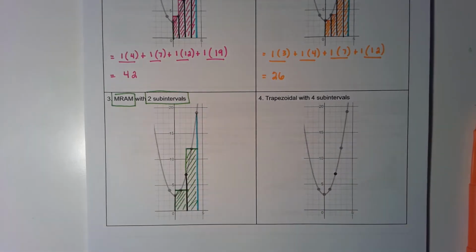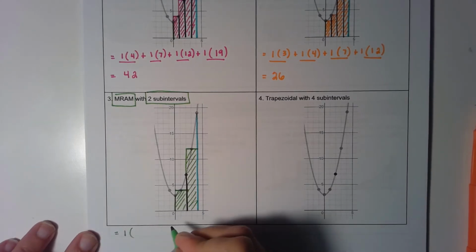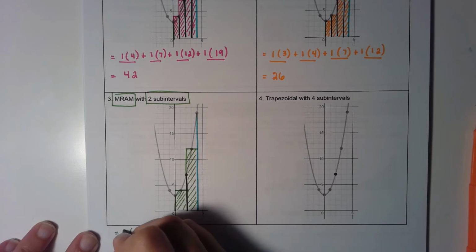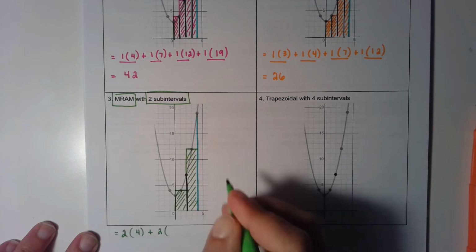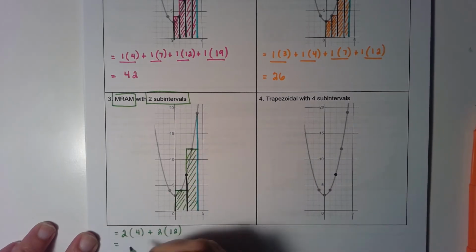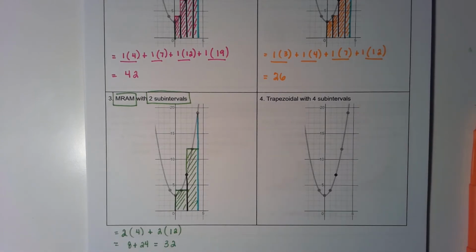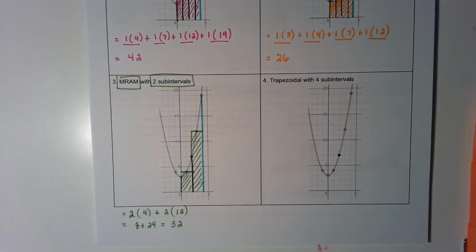Now that means that to find this area, I only need to add up 2 rectangles. So I would have a base of 2 times the first height is 4, because this is 2 units wide, plus a base of 2 times the second height is 12. And that means I'm going to have 8 plus 24, which is 32. Now remember, we said that our answer is probably somewhere between 42 and 26, so 32 is a little bit better, a little closer to our real answer.